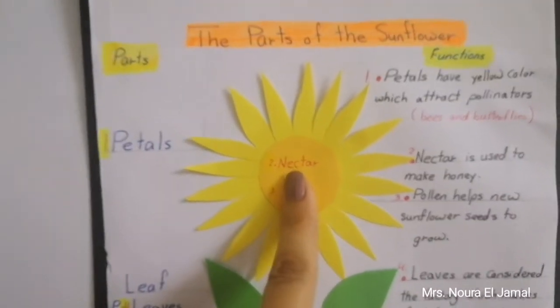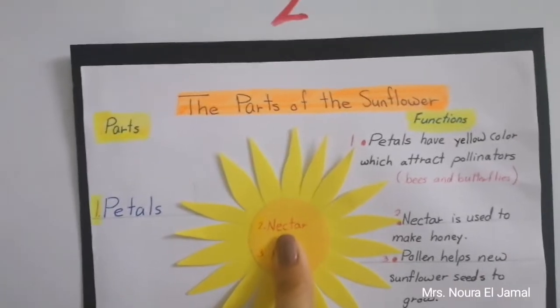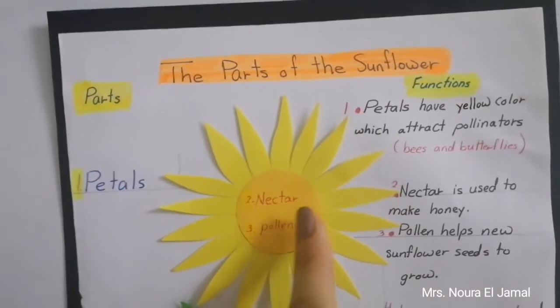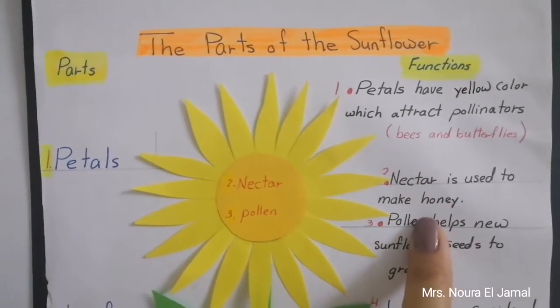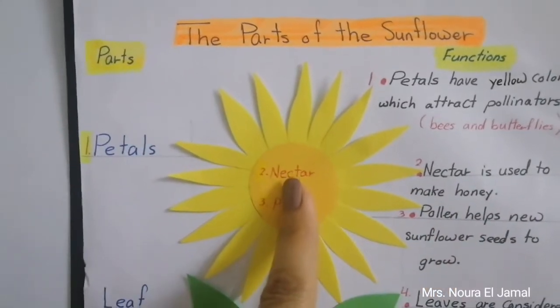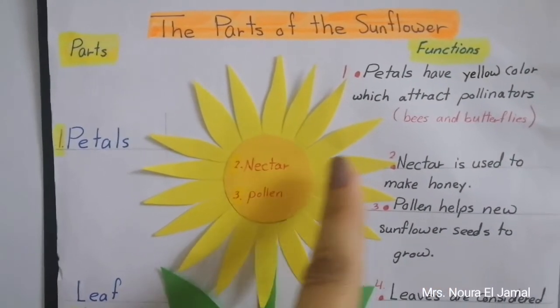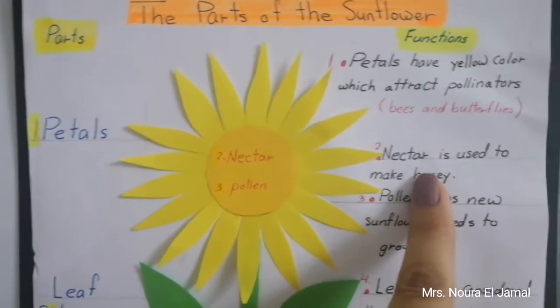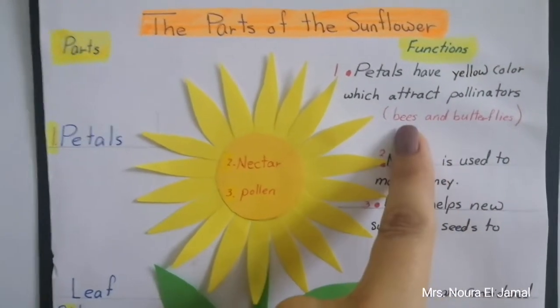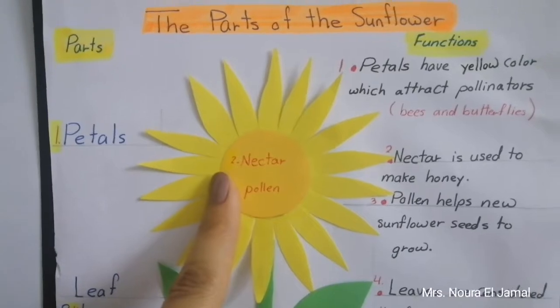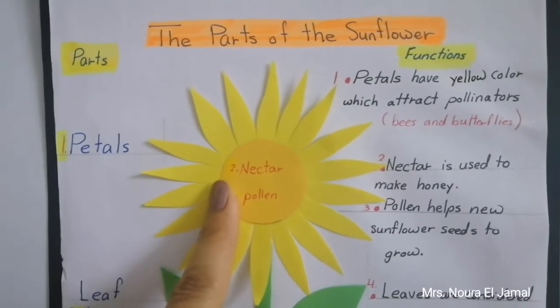Okay, let's go to nectar. What's the meaning of nectar? Nectar is used to make honey. Nectar, it's a juicy liquid. Nectar is used to make honey. How? The bees come to take nectar and make honey.